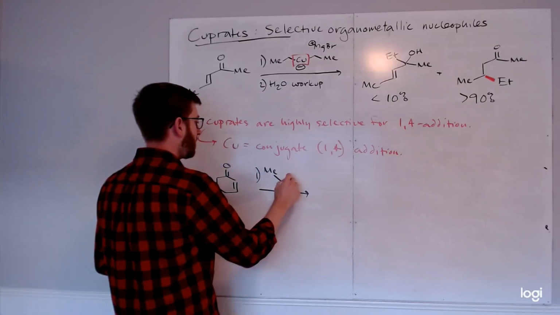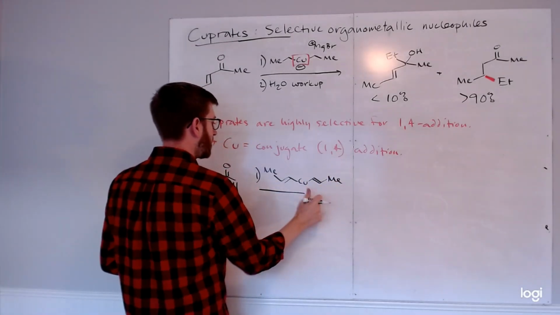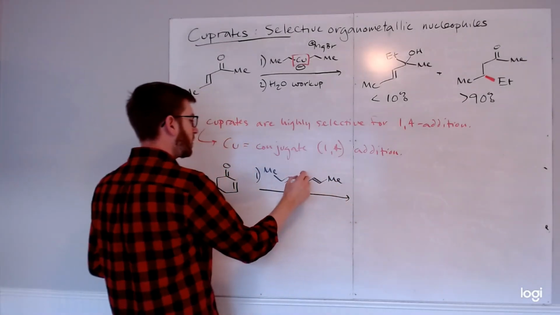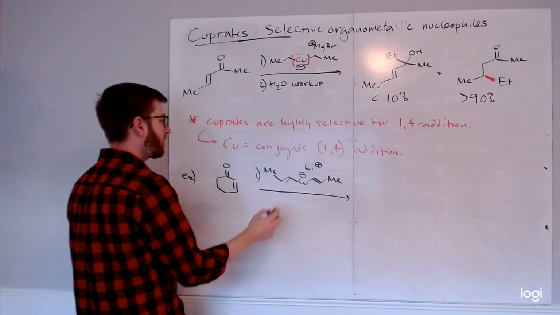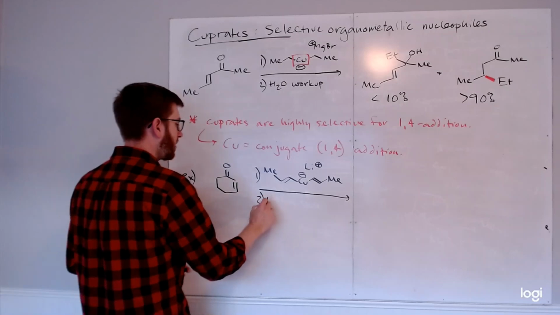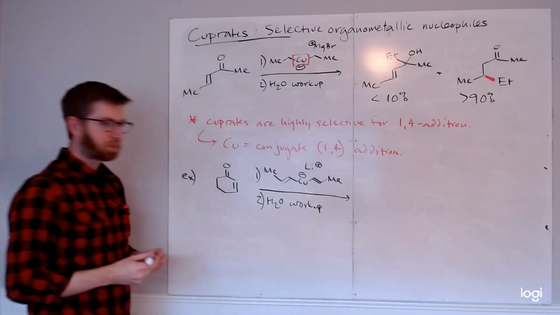So we could have this kind of a structure here. Let's say we made it from some kind of organolithium species, so there'll be a lithium cation floating around. And we do need a water workup. We'll talk about that in just a minute.